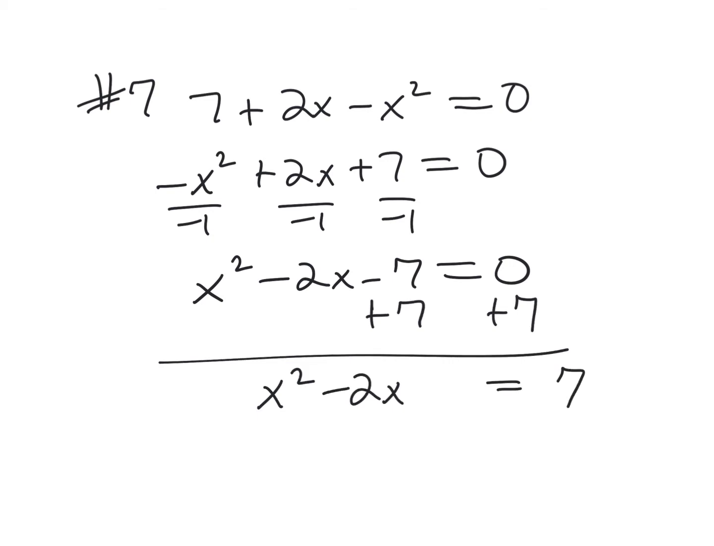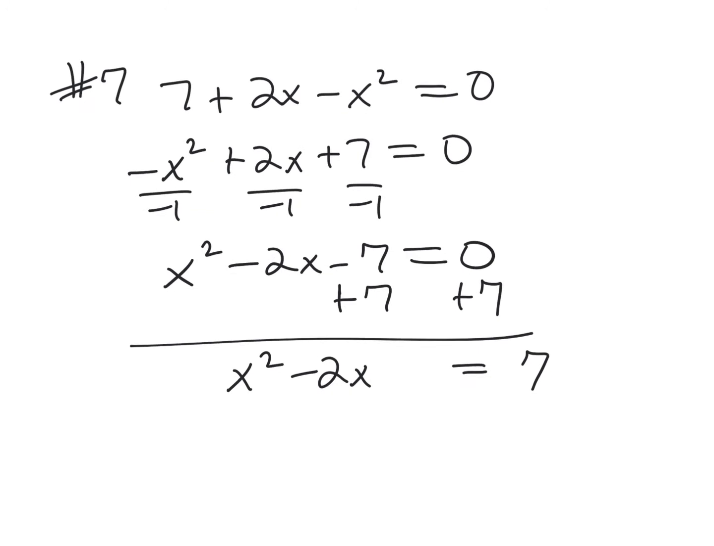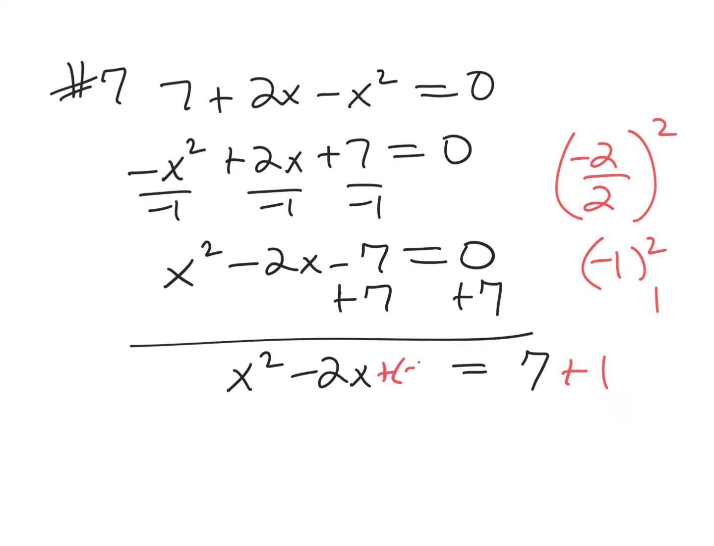Now I have to take the b term, and I divide it by 2. So negative 2 divided by 2 squared. So this becomes negative 1 squared. So what I'm adding over here is a 1. But what I'm going to put in here is this. Now, you could also put it in here as the plus 1. But when you do the binomial, the sign in here is always the sign that was there. And then from there, we just put in the number that's there.